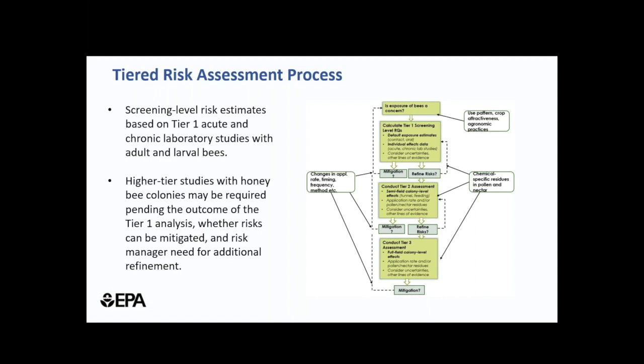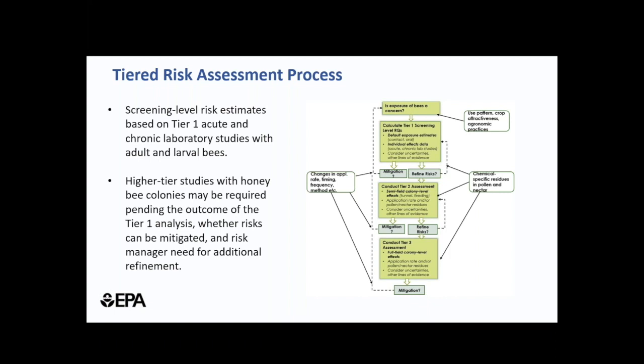Depending on whether or not the Tier 1 risk can be mitigated, the risk manager may indicate that additional refinements are needed, in which case higher tier assessments are conducted, where measured rather than modeled estimated exposure values may be used. Higher tier evaluations can also include colony level effects data. As with other taxa, and as noted earlier, the risk assessment process relies largely on guidelines, EPA and/or OECD guidelines, although one of the studies, residues in pollen and nectar, does not have a formal guideline or guidance document, and proposed study protocols must be reviewed in advance by EPA.